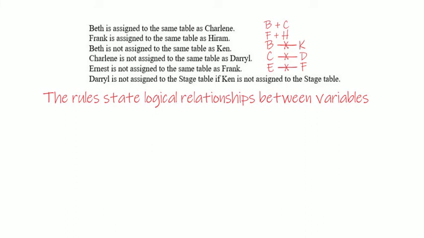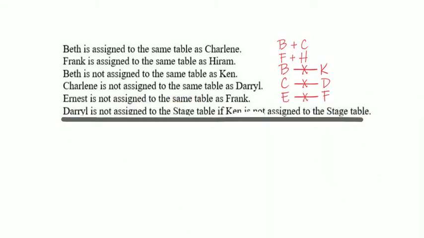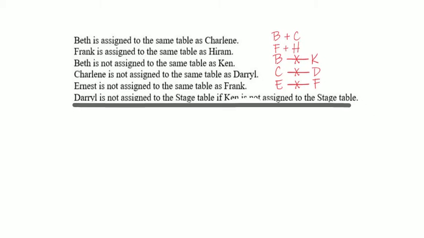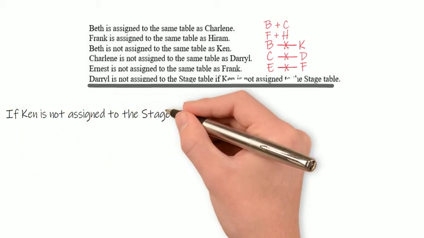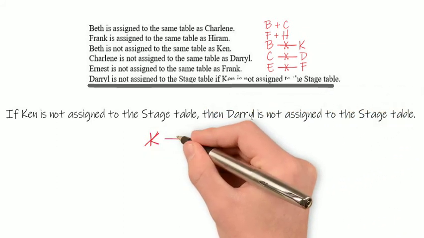So this isn't the place to go over all the rules in a detailed way, but I would like to demonstrate some of the pitfalls and challenges that you might encounter just from how the rules tend to appear in a logic game. Let's start with the last rule in our game, and that rule states that Daryl is not assigned to the stage table if Ken is not assigned to the stage table. If we have even a passing familiarity with conditionals, then we'd probably just rewrite this rule as follows. If Ken is not assigned to the stage table, Daryl is not assigned to the stage table. And we might diagram it something like this.